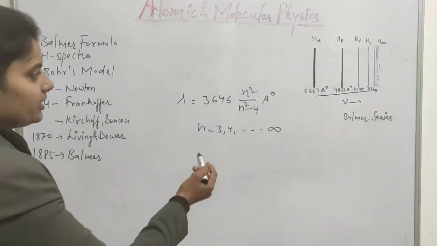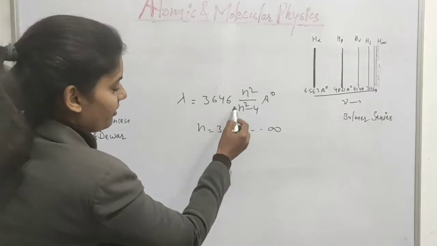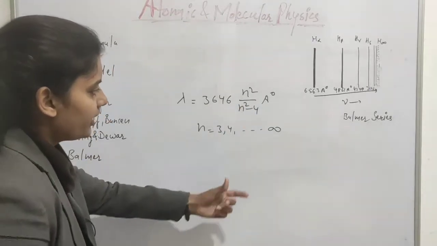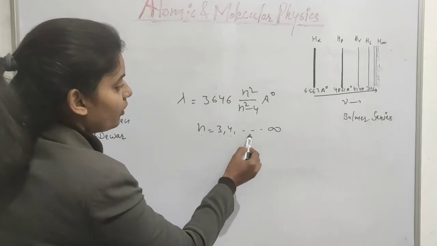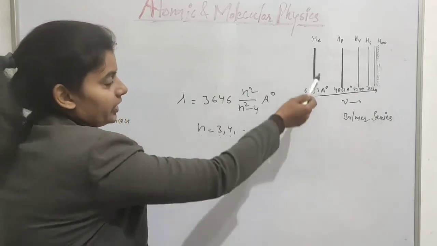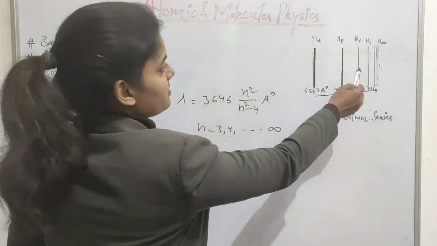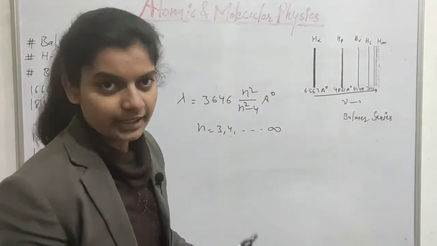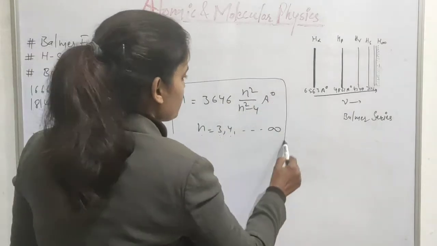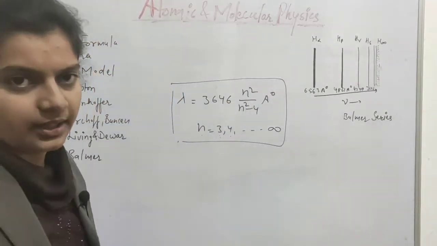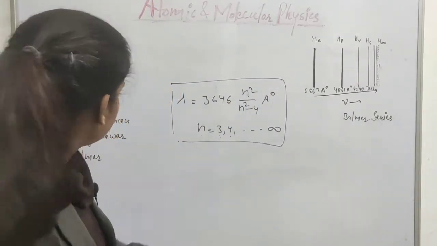So this formula contains n, a variable. Balmer found that by putting the values of n equal to 3, 4, 5 up to infinity, we can get the lines of H alpha, H beta, H gamma, H delta and up to H infinity. So this was the formula for calculation of the wavelength of spectral lines given by Balmer.